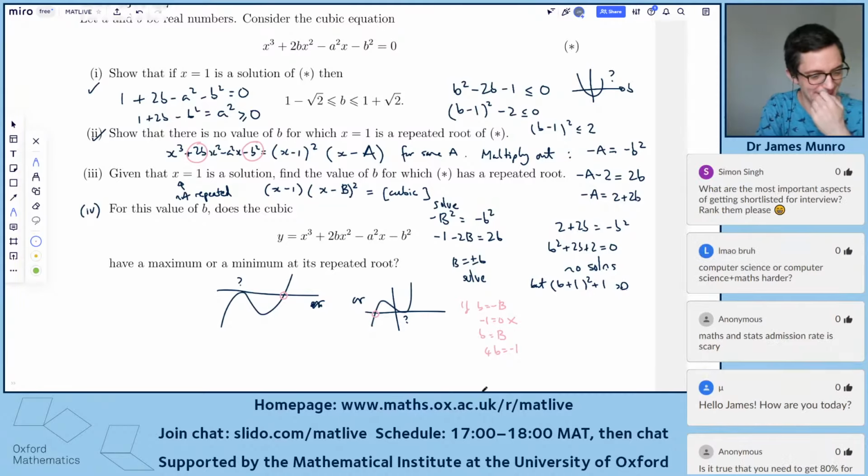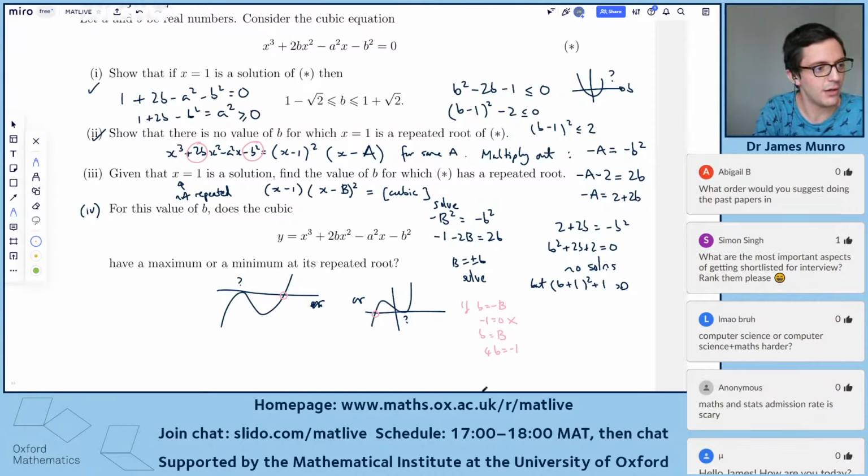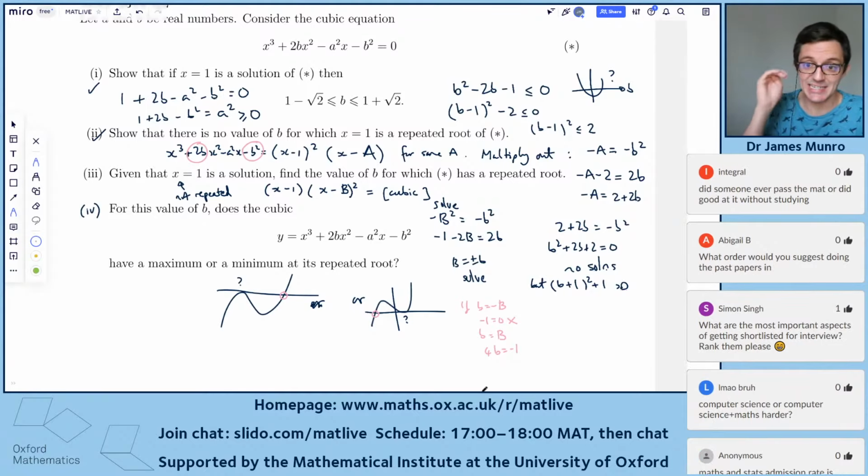Most effective, most important aspects of getting shortlisted for interview, for the maths admissions test, and then other stuff. Abigail says, what order do I do the questions or past papers in? I would start with 2016. I would go 2016, 17, 18, 19. That's too many. I would maybe start 2017 and go 17, 18, 19, 20. I would do those four. Starting 2017. In fact, that's pretty much what we're doing.